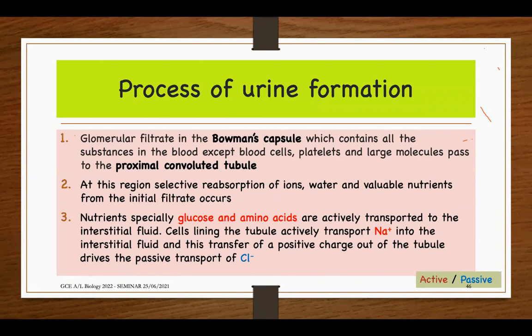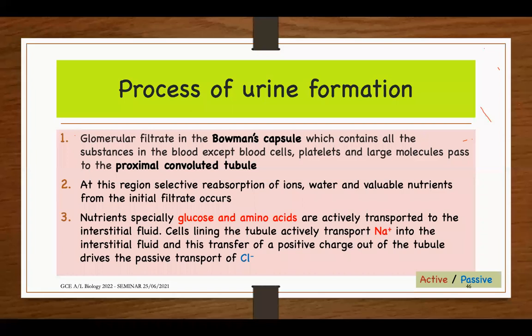The glomerular filtrate in the Bowman's capsule has all the substances except blood cells, platelets, and plasma proteins. Everything except large molecules will come into the proximal convoluted tubule, from the Bowman's capsule. Then in the proximal convoluted tubule, selective reabsorption of ions, water, and valuable nutrients will take place. So ions, water, and whatever valuable nutrients will be selectively reabsorbed.